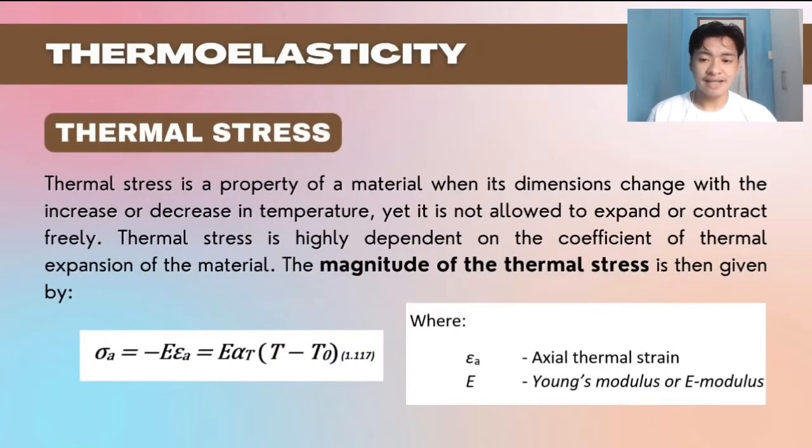Next, we have thermal stress. Thermal stress is a property of a material when its dimensions change with the increase or decrease in temperature, yet it is not allowed to expand or contract freely. Thermal stress is highly dependent on the coefficient of thermal expansion, so when the coefficient of thermal expansion is large, the expansion of the material is also large. But the material cannot expand freely. To solve the thermal stress, we have the magnitude of the thermal stress formula, given by the second equation in my presentation, where the negative initial thermal strain is still present and capital E is Young's modulus, or E modulus.